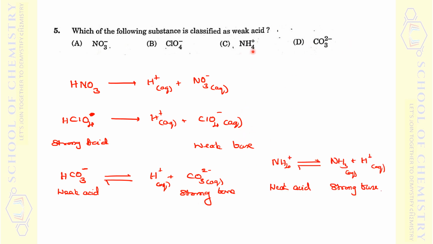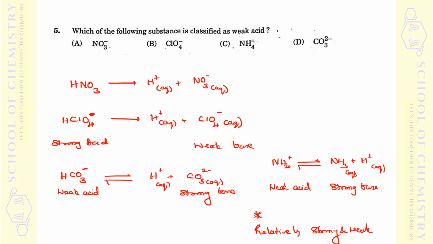Whereas this species, ammonium ion, can dissociate to produce ammonia as well as H+ ions, and this is also a weak acid itself. The corresponding conjugate base will be relatively strong here. So among the four given species, the species which we can call an acid, and that too a weak acid, will be ammonium. Remember, strong and weak acid is just relative.